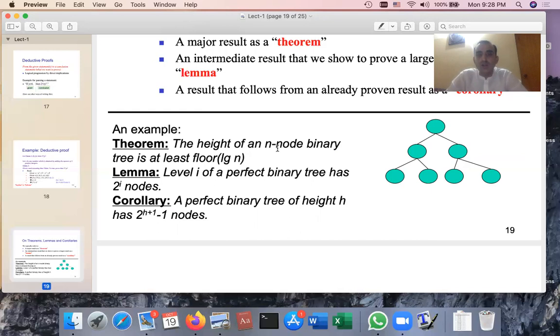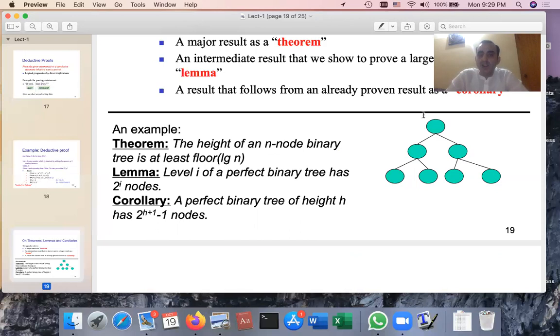So the height of a 7 node binary tree is at least, and then you can use this formula, floor of log n. Floor is something like, for example, if you have the fractional value 3.5, what is the floor of that value? Only 3. And what is the ceiling value of this? 4. So this is something I know you already know.